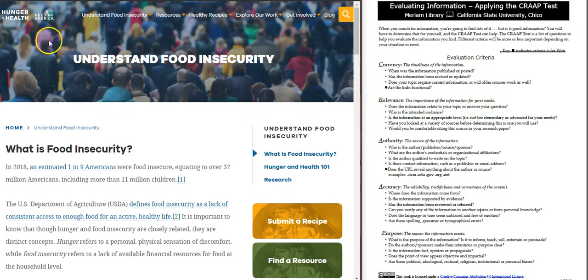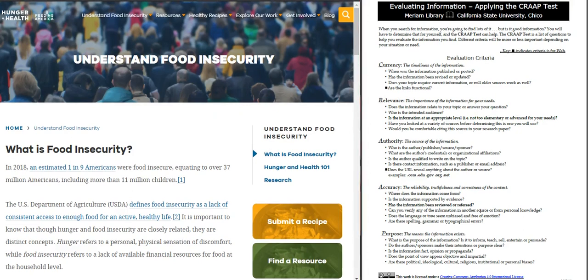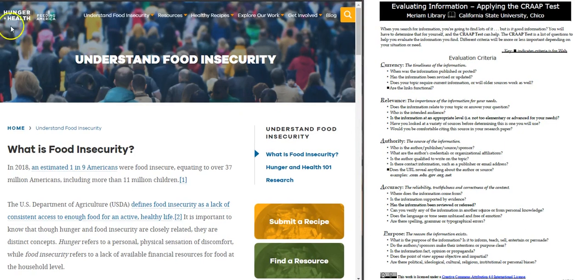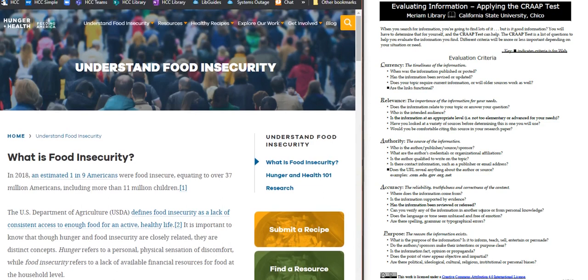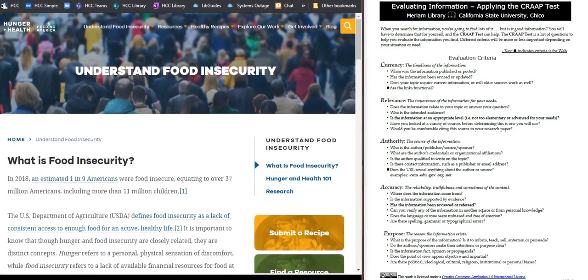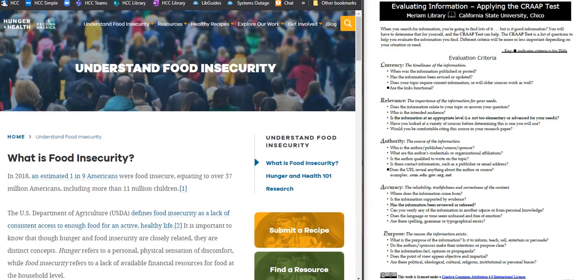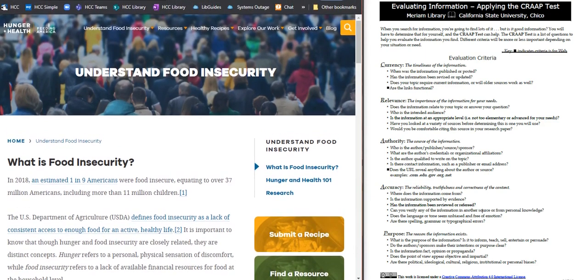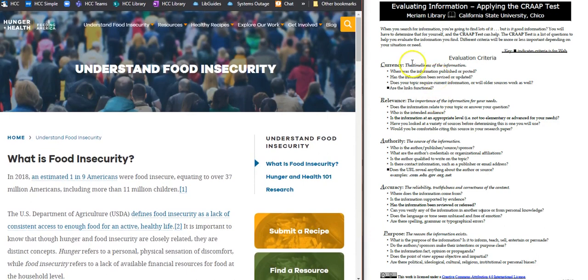So looking at this website, I see this is, sorry, you can't see the URL. It is feedingamerica.org. So let's take a look and go through some of these criteria.